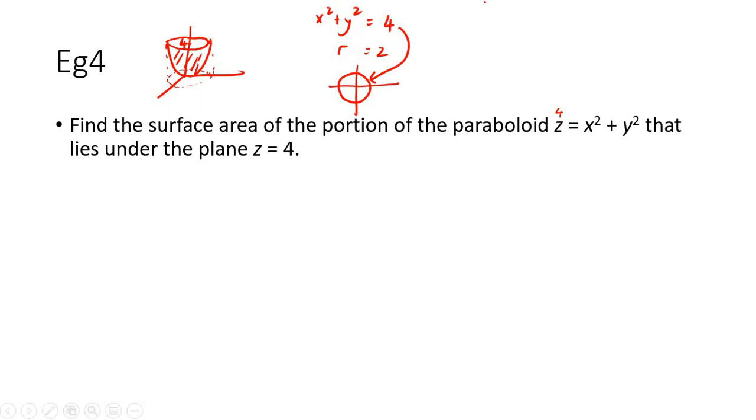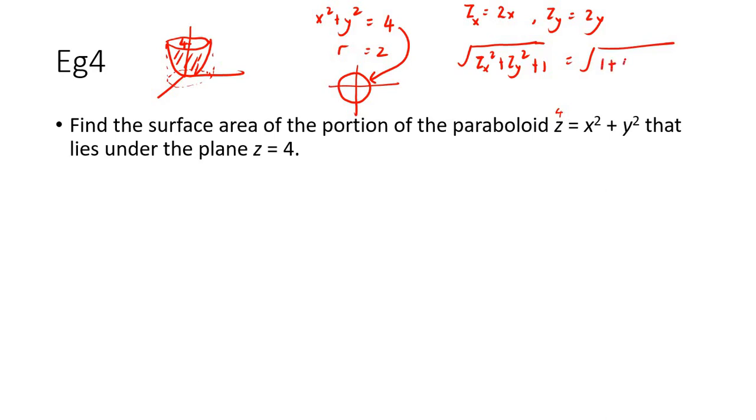Then from this one, you find zx, like just now, is 2x, zy is 2y, and then the square root of zx squared plus zy squared plus 1. Now you get 1 plus 4x squared plus 4y squared. Again, the region R is circular, so we use polar coordinates. So this one you have 1 plus 4r squared, as in example 3 just now.